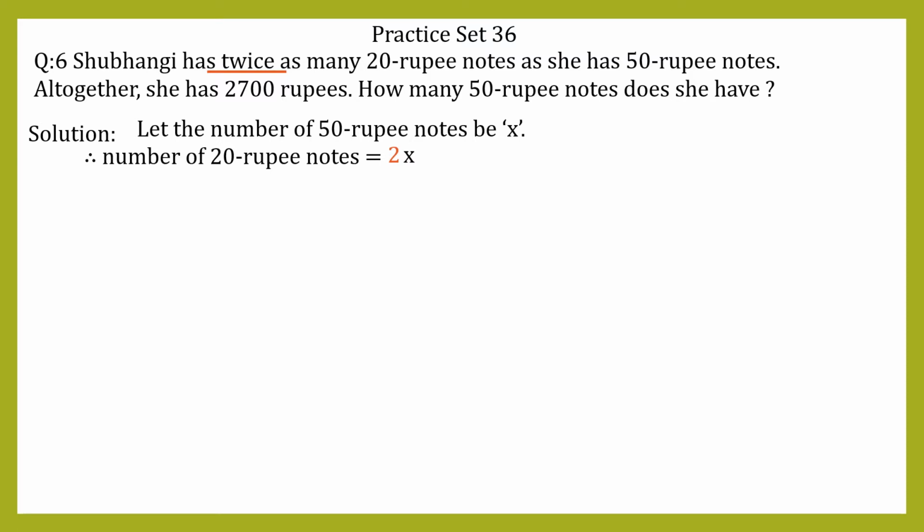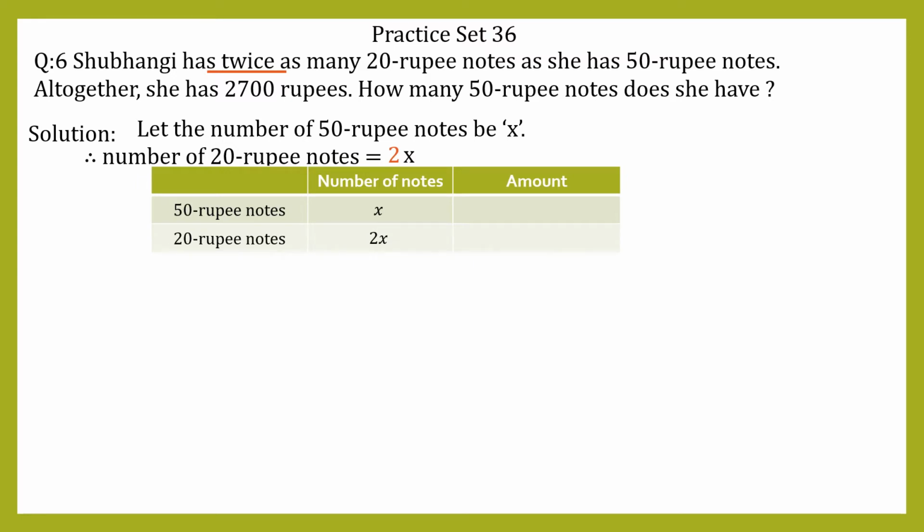Now, what will be the amount from these notes individually? Let's see it in the form of a table. In the table, you can see the number of 50 rupee notes is x, the number of 20 rupee notes is 2x. Now, dear children, tell me what will be the amount from 50 rupee notes?